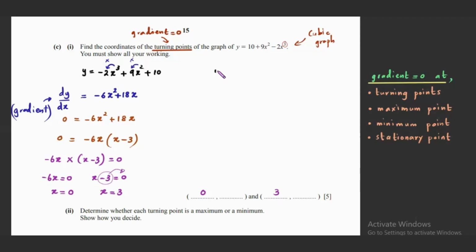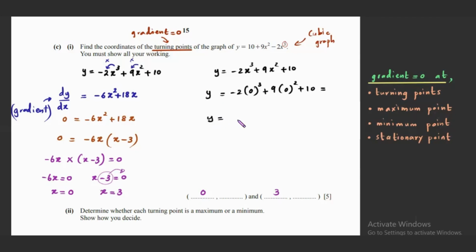So we have y is equal to minus 2x cubed plus 9x squared plus 10. I'm going to substitute the values 0 as well as 3 and see what we get as the y values. So it will be minus 2 times 0 cubed plus 9 times 0 squared plus 10. So we are going to find the value for y here.